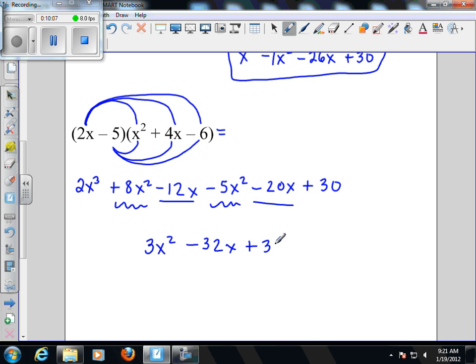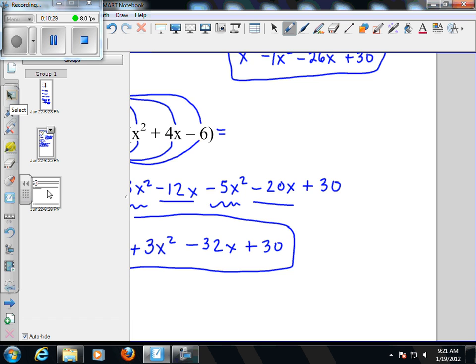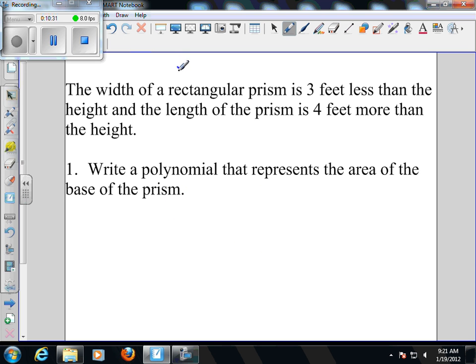Bring down the other terms that can't be combined. This was a positive, so we'll put a plus there. And we get 2x cubed plus 3x squared minus 32x plus 30 as our final answer. Okay, so everybody, I hope, is doing great so far. Let's go on to our last page of problems.